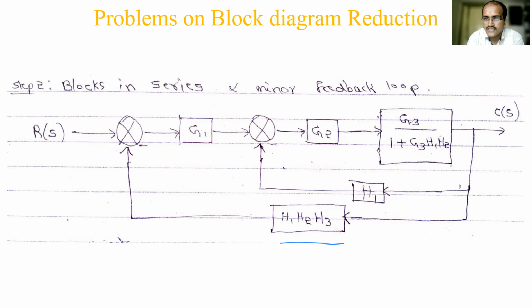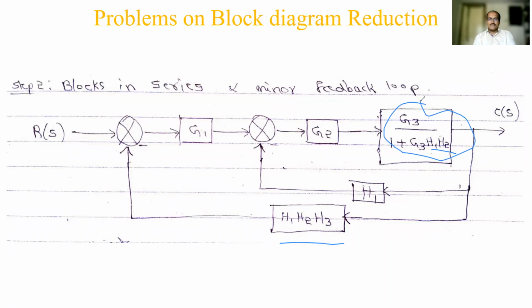So what is its value? G, G3 is there. 1 plus, because the minus sign was there in that summing point, so that's why plus came. Then G into H. What is G? G3. In the H place, what you had? H1 into H2. So now this is your new transfer function of this block. Hope it is clear.